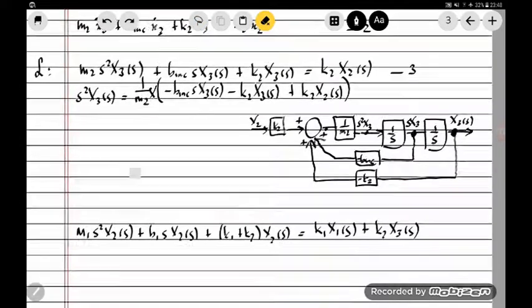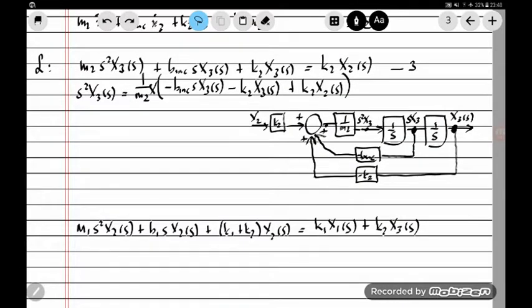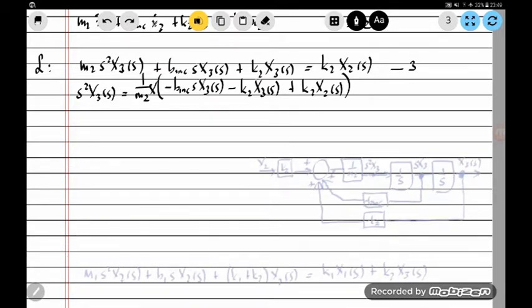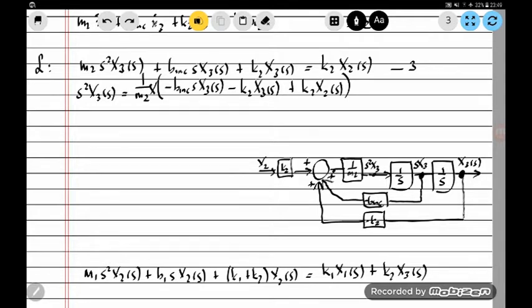Again, I know the highest order of the derivative in my model is 2, so I will again use two integrator blocks in series like this. I'm going to have to move this down a bit. Okay, so I'm going to use two integrator blocks again in series.